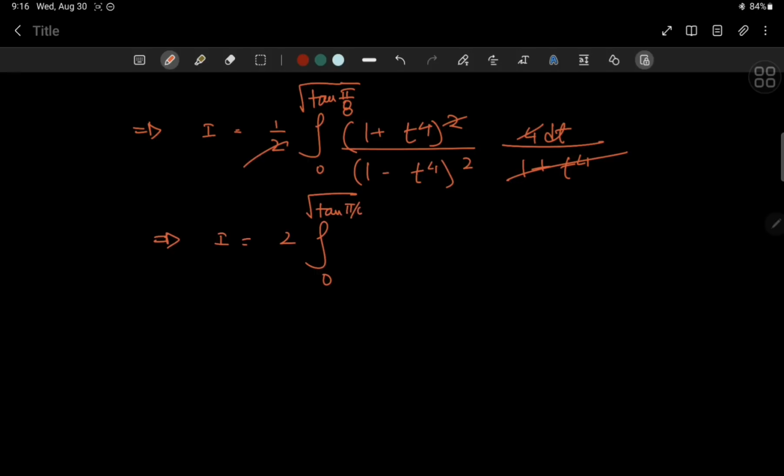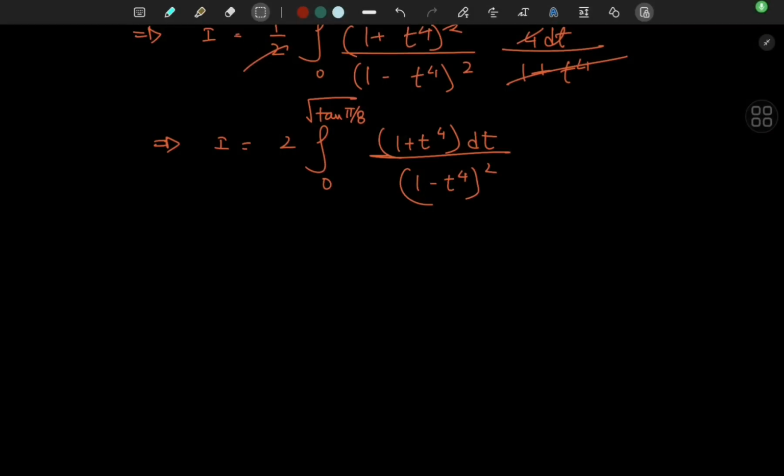square root of tangent pi/8 of (1 plus t to the 4th power) dt divided by (1 minus t to the 4th power) squared. And this is quite an integral.